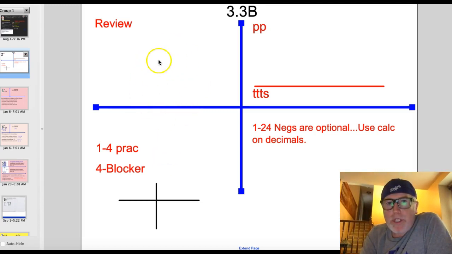Standard lesson once again. This is the fourth lesson in the series of solving equations. You've got review here. We've got a video with pause problems, tickets to the show. We're going to do 1 through 4 practice problems, then a 4 blocker, and then we're going to move through this pretty quickly. You will be doing 1 through 24 for an independent study. The negatives will be optional on that assignment, and it's certainly a calculator assignment as well.